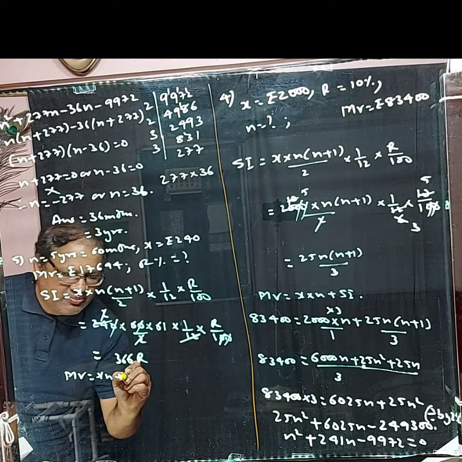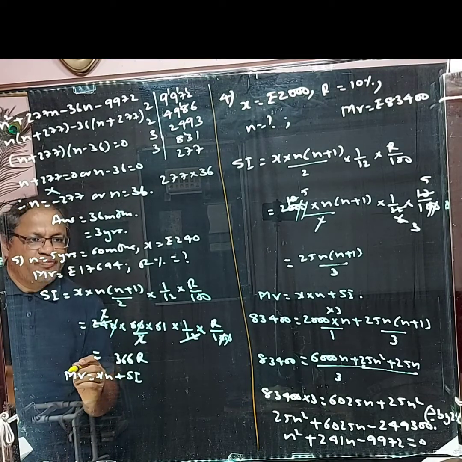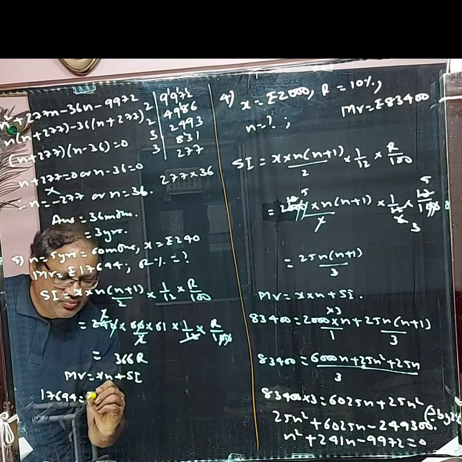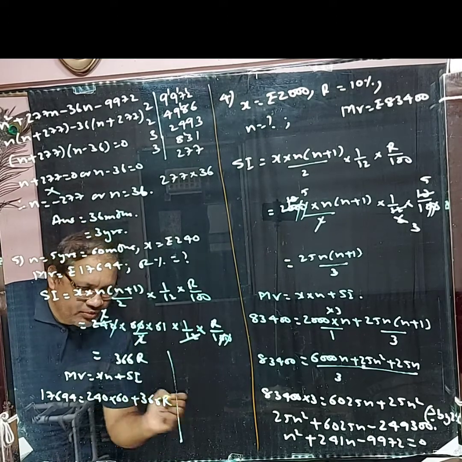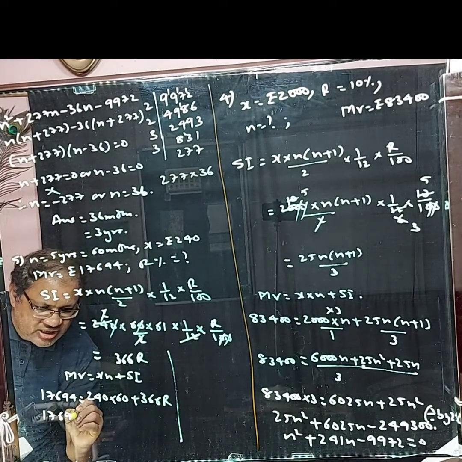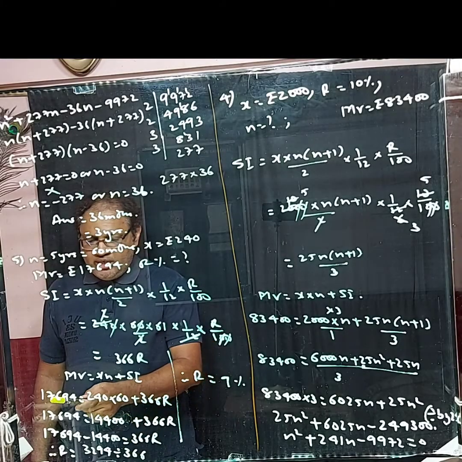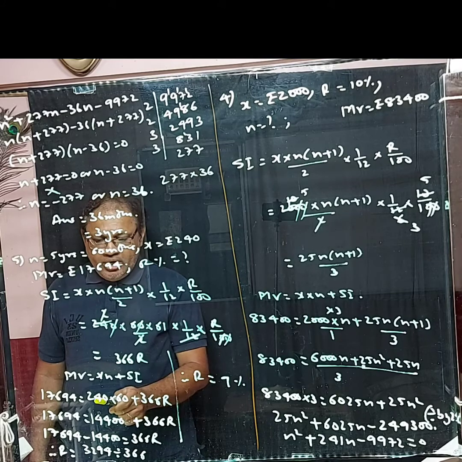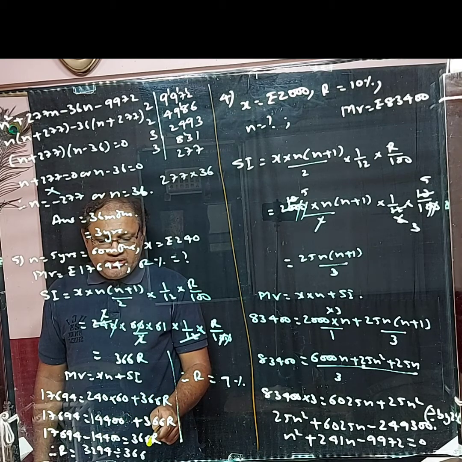So use the second formula. MV is equal to XN plus SI. So MV they have given 17694. X is 240. N is 60 plus SI is 366R. So 17694 is equal to 240 into 60 plus 366R. Now 240 into 60 is 14400. Send it on the other side. 17694 minus 14400 is equal to 366R.